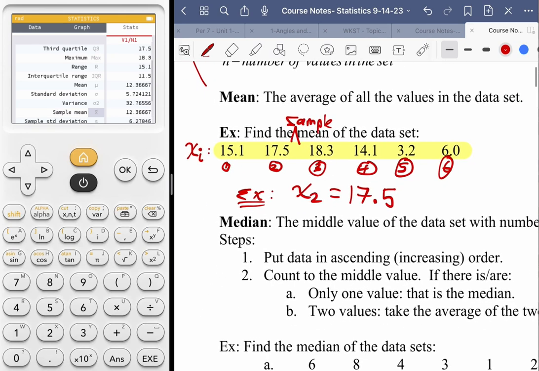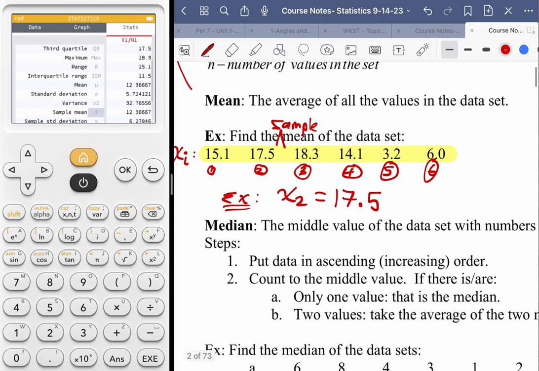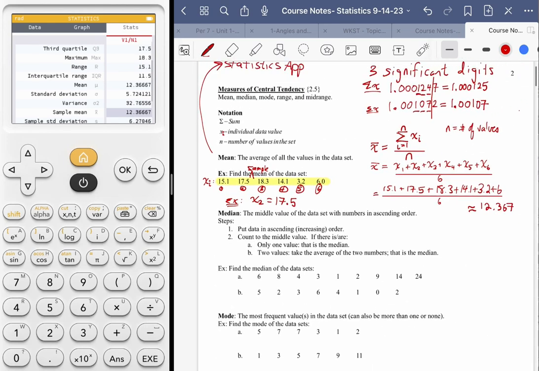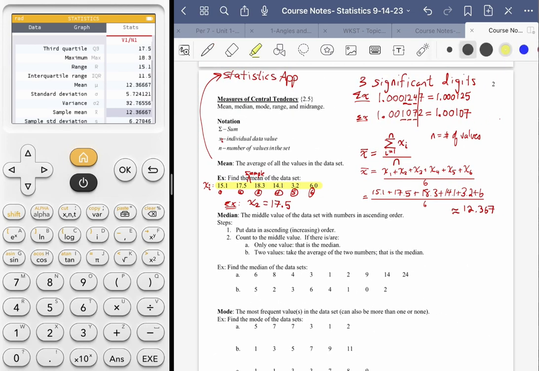So find the sample mean of the data set, all right? And if you look over, you have your sample mean, the X bar. It's hard to see on the big screen, but that does say 12.366 repeated to a 7. So we get the same answer in a fraction of the time.